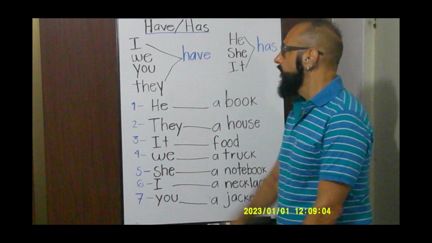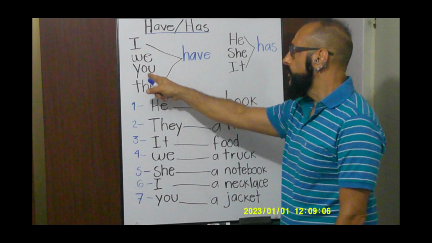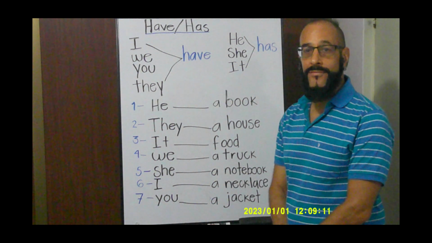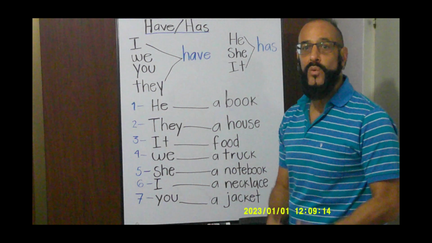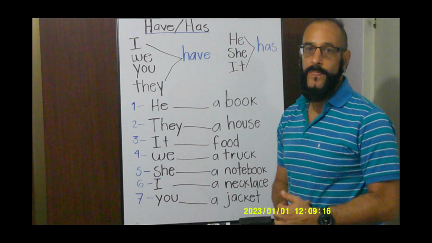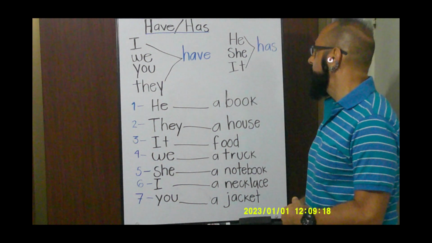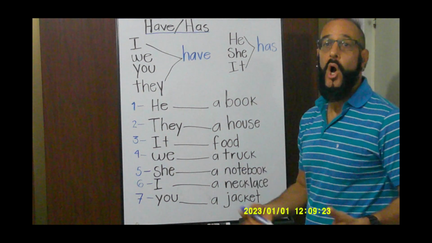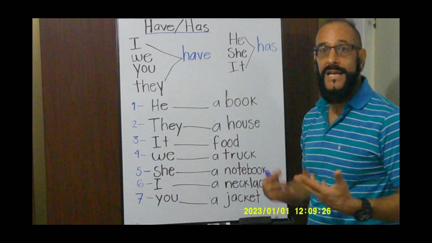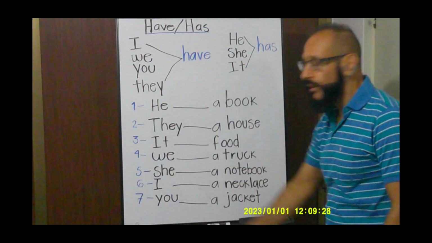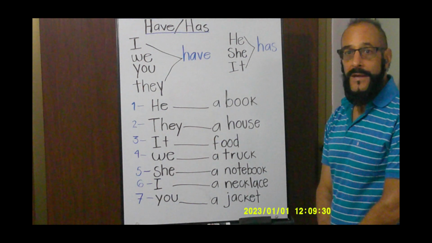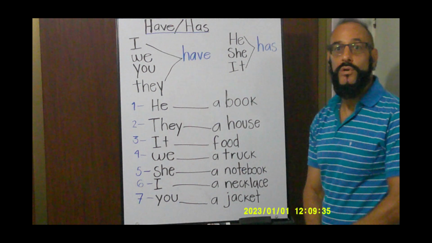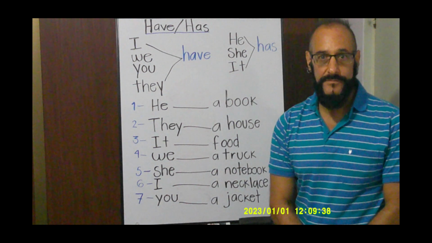Okay, so here, I, we, you, they, have. So anytime that we use have, we always use I, we, you, and they. Okay? He, she, it, has. And anytime we use has, we always use he, she, and it. Okay? Here are the 7 sentences. Go ahead and write that down on a piece of paper, and I will get back to you in a few minutes.